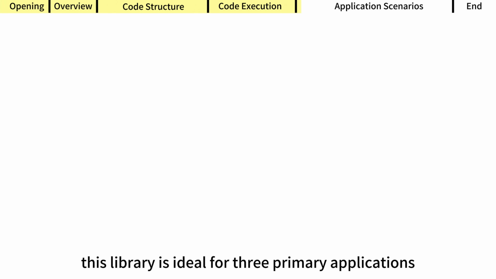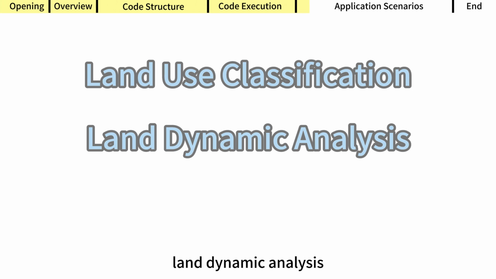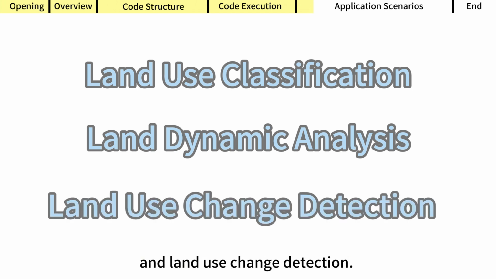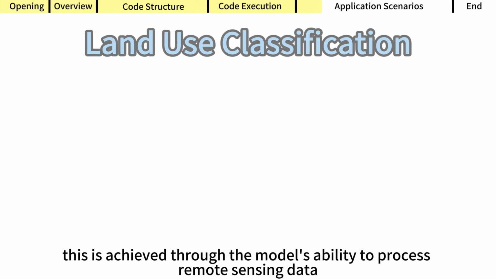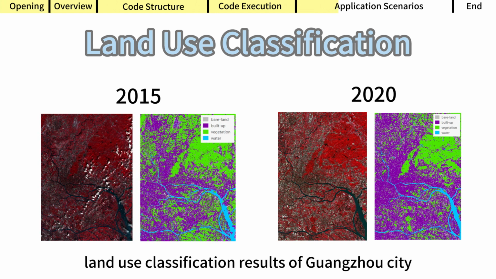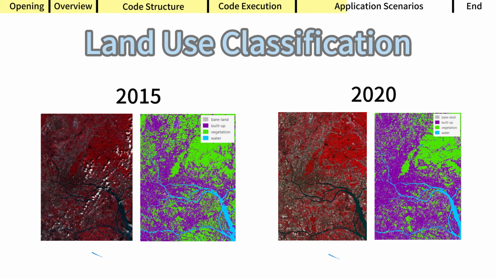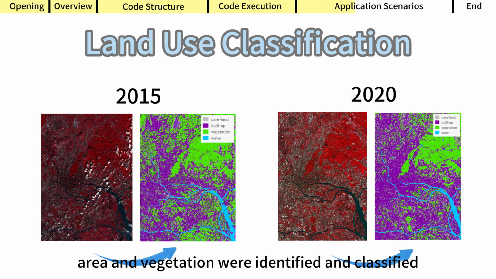This library is ideal for 3 primary applications: land use classification, land dynamic analysis, and land use change detection. First is land use classification. This is achieved through the model's ability to process remote sensing data, identify different land use types based on predefined categories. The figure shows the model's land use classification results of Guangzhou city in different periods. A comparison of the 2 sets of images indicates that built-up area and vegetation were identified and classified reasonably well.